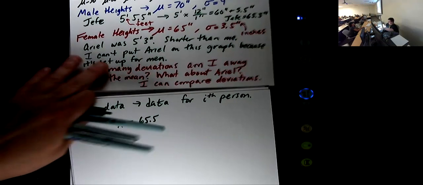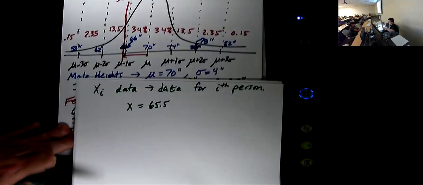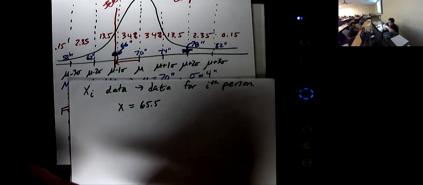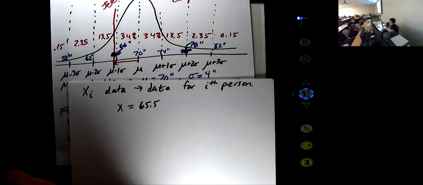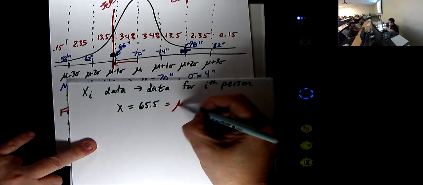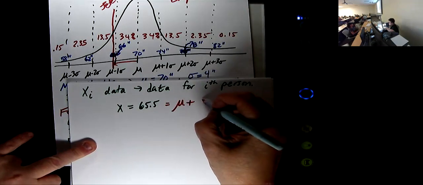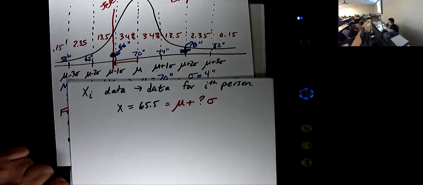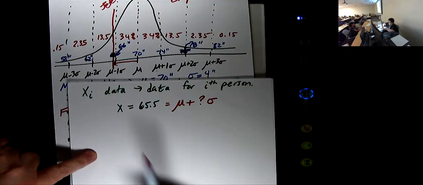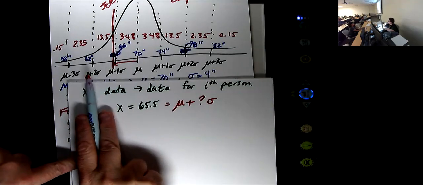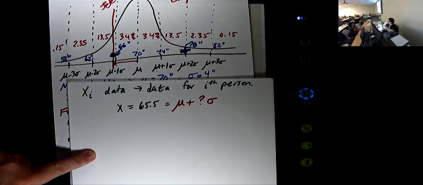But if I look at this picture right here, my 65.5 is right here. I should be able to write it in terms of mu plus some unknown number of deviations. It's not -1 because I'm to the left of -1. It's not quite to -2. It looks like it's between -1 and -2.